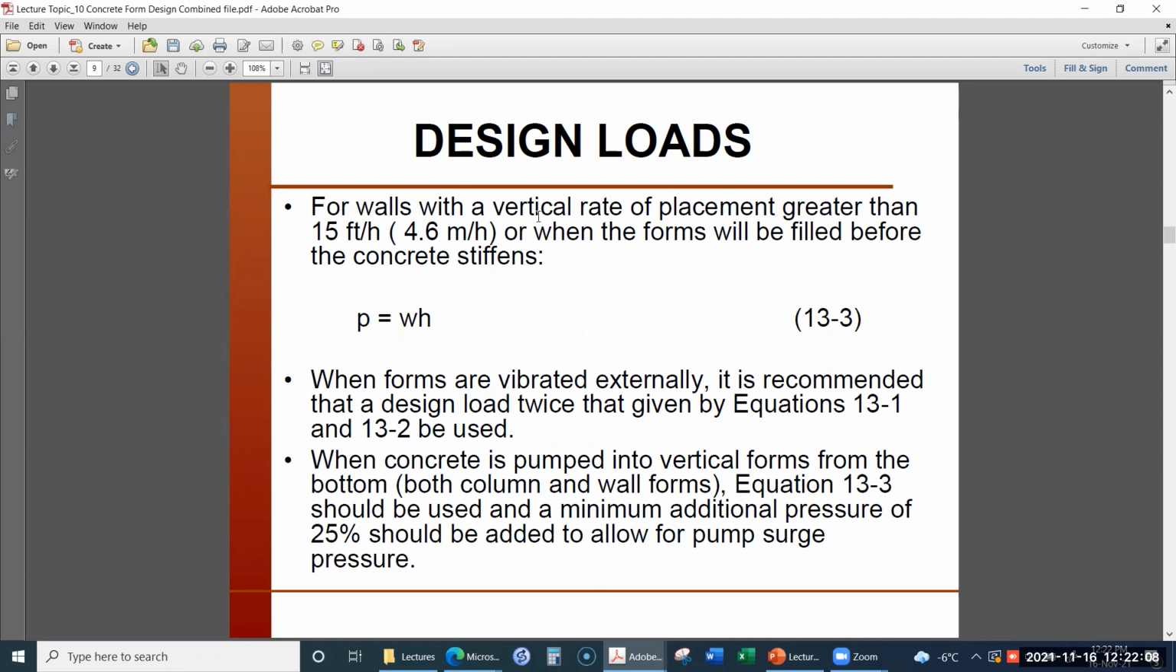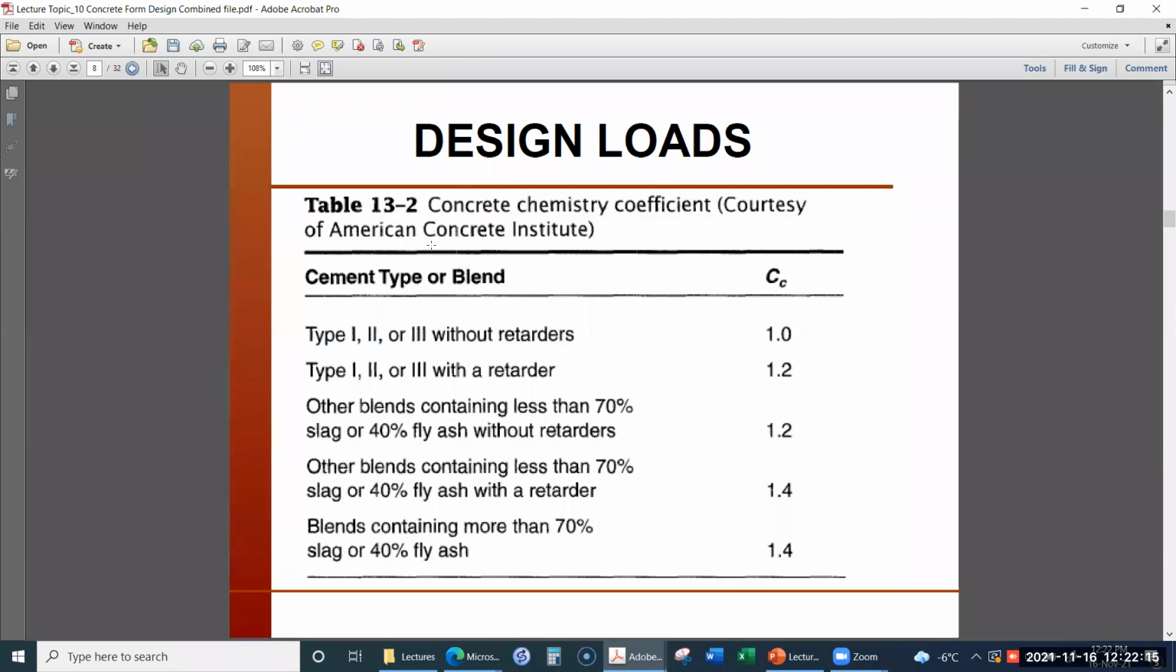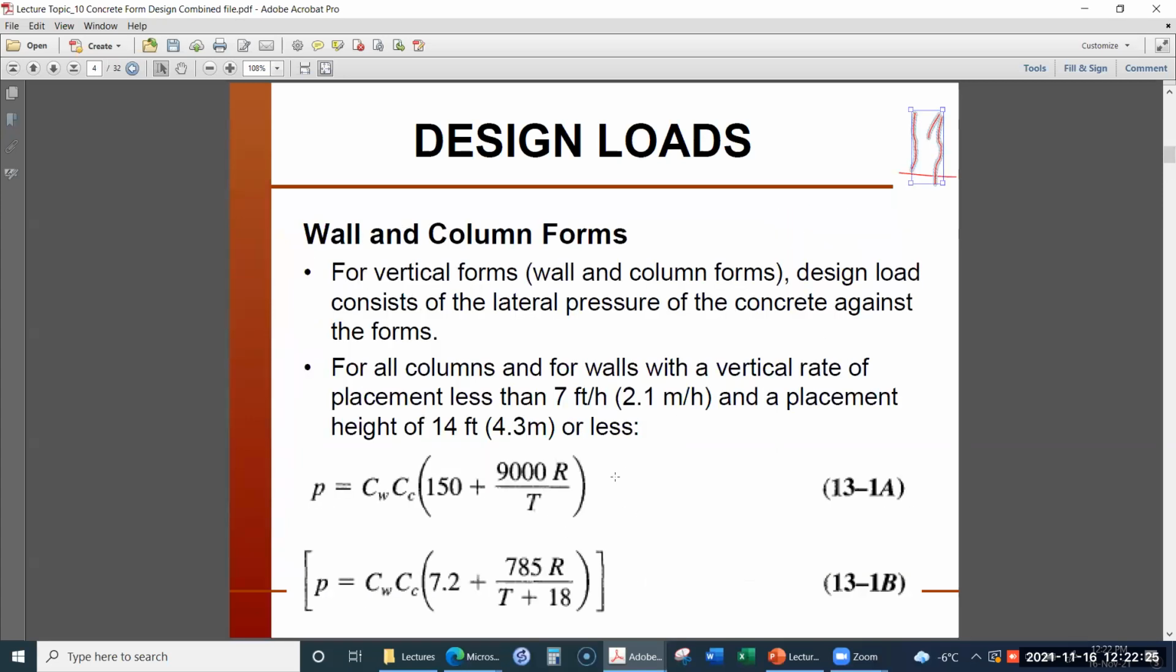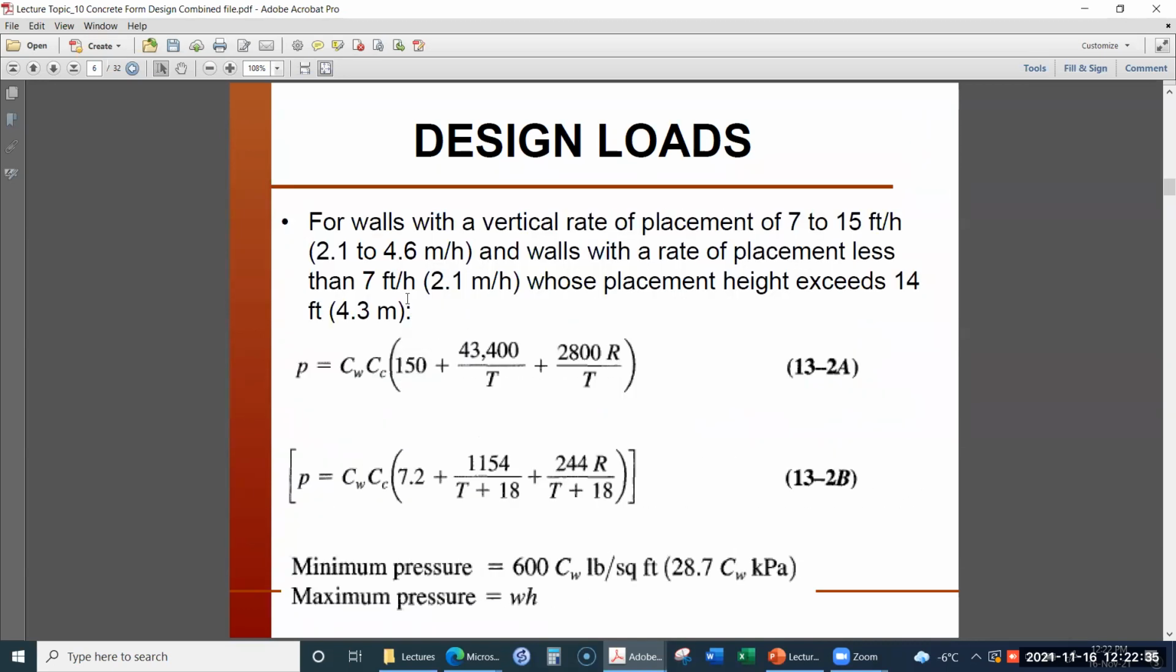Similarly, for walls with a vertical rate of placement greater than 4.6 meter per hour. Remember that we have considered two equations before. This equation was for the rate of placement of 2.1 to 4.6 meter per hour. And the first one was for a rate of placement less than 2.1 meter per hour, this equation. From 2.1 to 4.6 meter per hour, this equation.